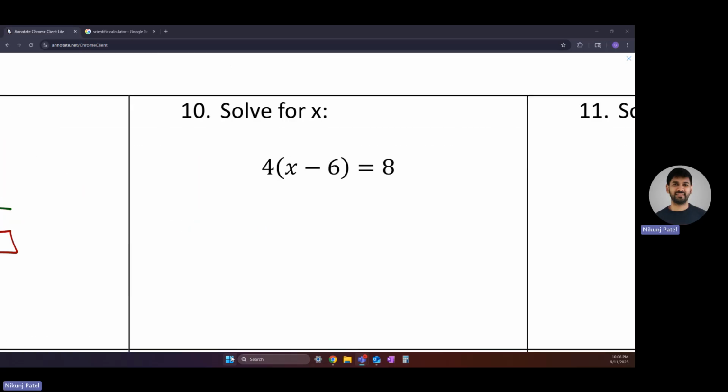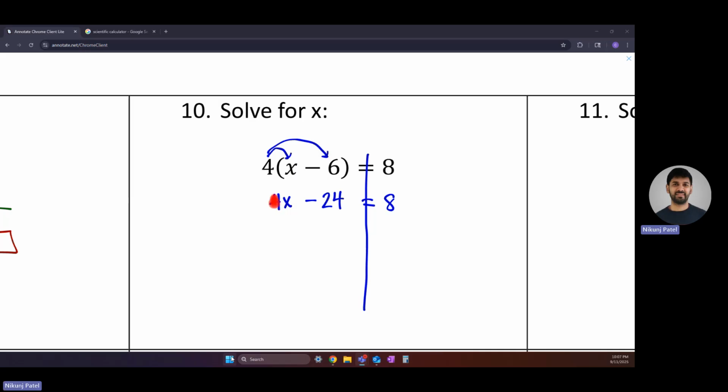The next question, we see we have parentheses, and during class we talked about sometimes we need to distribute here or multiply into the parentheses. So when we do that, 4 times x is 4x, 4 times negative 6 is a negative 24, or we just put minus 24. And we didn't do anything to 8 yet.